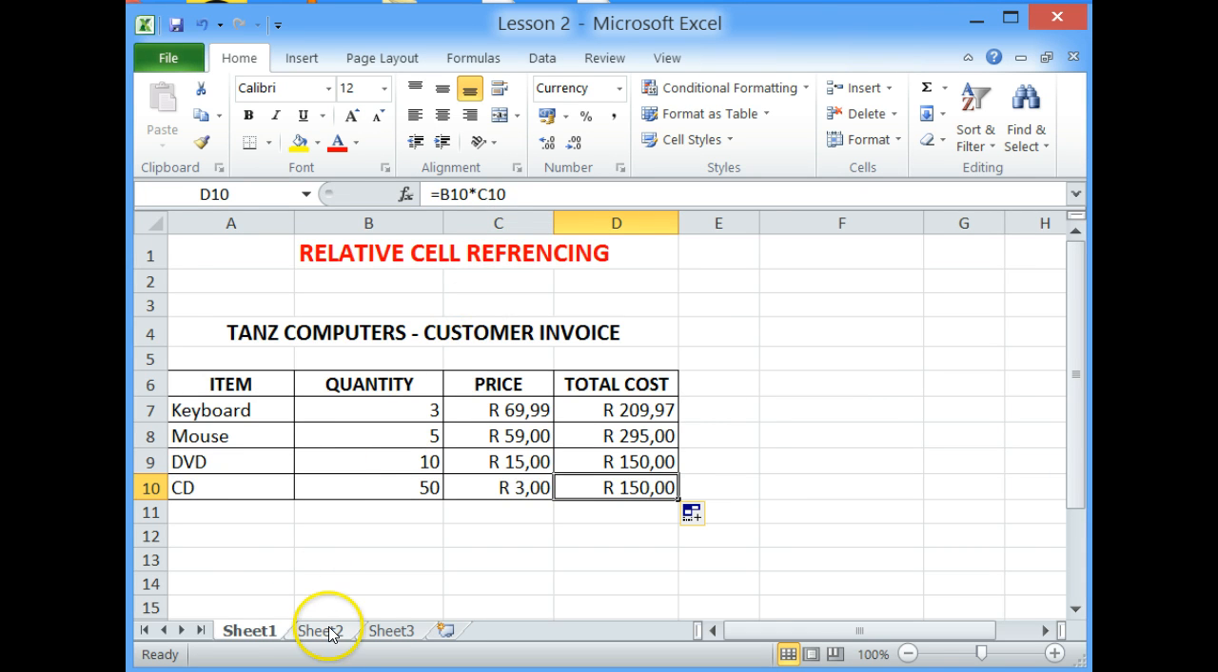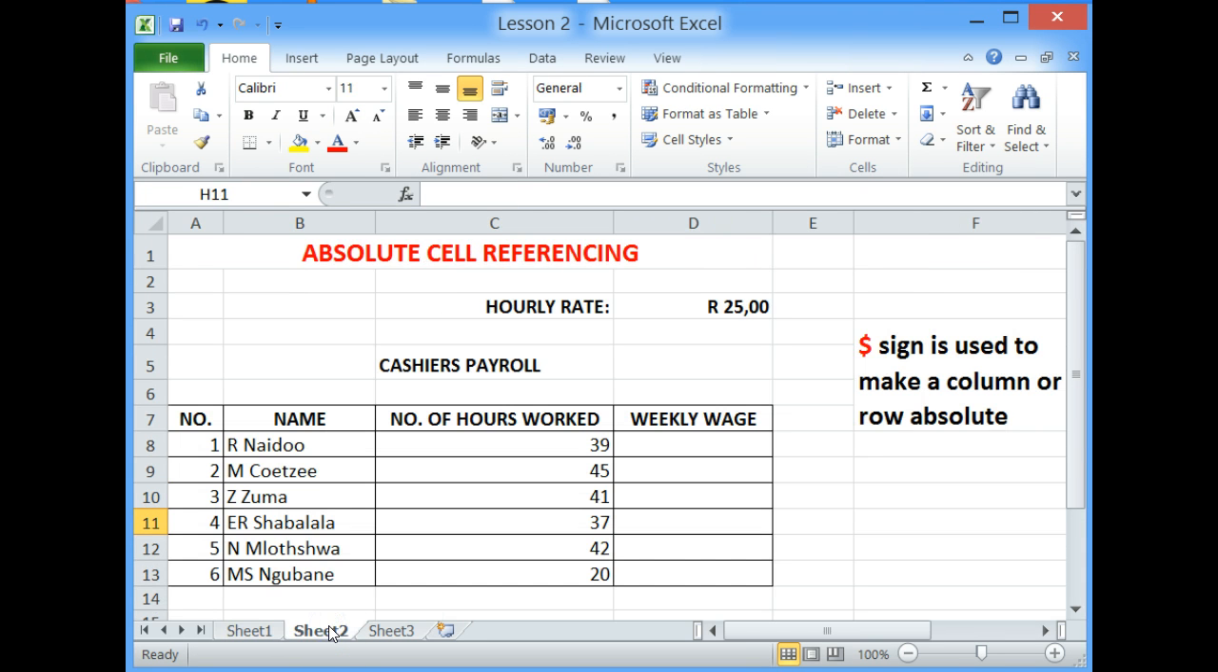Let us look at absolute cell addressing. There are times when we do not want the cell reference to change when we copy a formula or function. In these cases, we use absolute cell referencing. An absolute cell reference is a cell reference that will not change when the function or formula is copied. To make a cell reference absolute, we use a $ before the column letter or the row number.